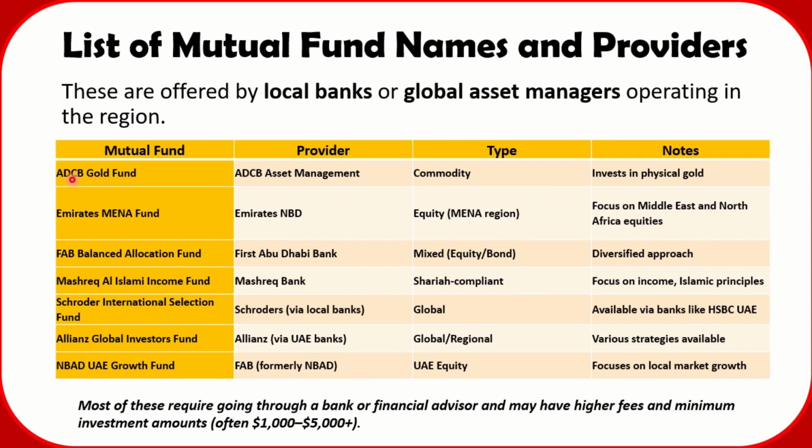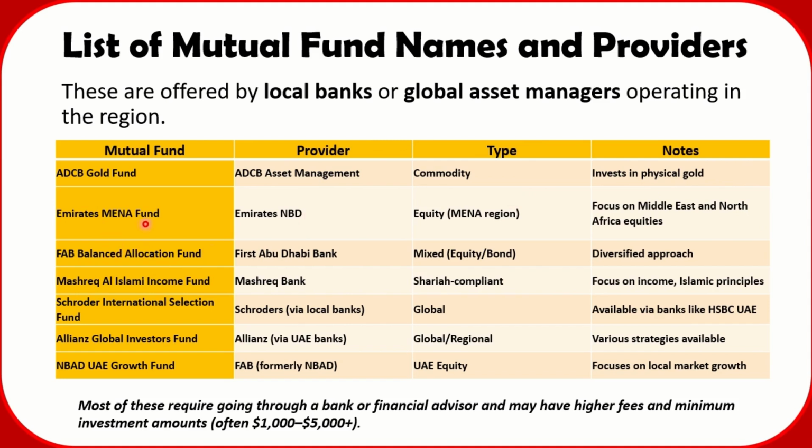From here, the first one, ADCB, that is Abu Dhabi Commercial Bank. That is a local bank. They have a mutual fund, the name is ADCB Global Fund. ADCB Asset Management is investing in commodity. What commodity? They are investing in physical gold, because commodity we can say for many things, right? Turmeric as well as wheat, the commodity market. Those who have invested already, you people know very well. But from here, this mutual fund is investing in physical gold.